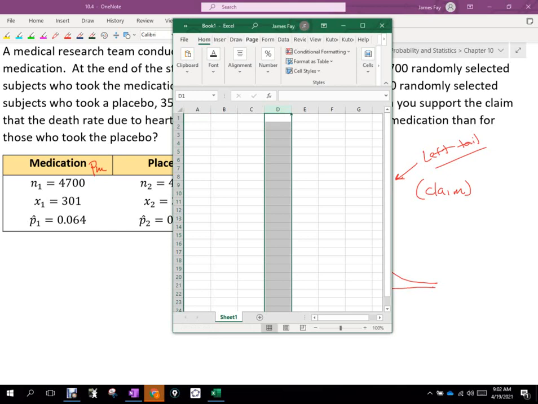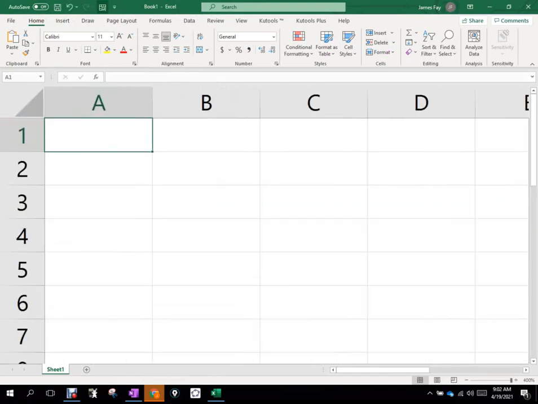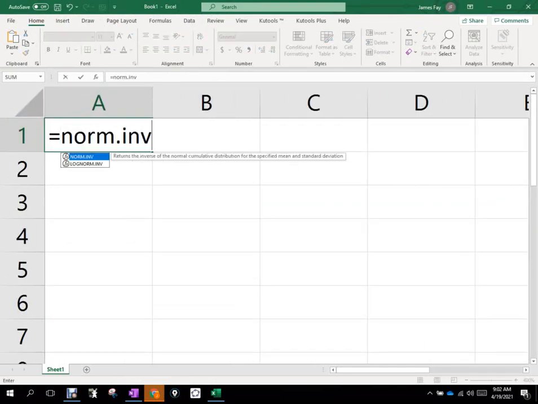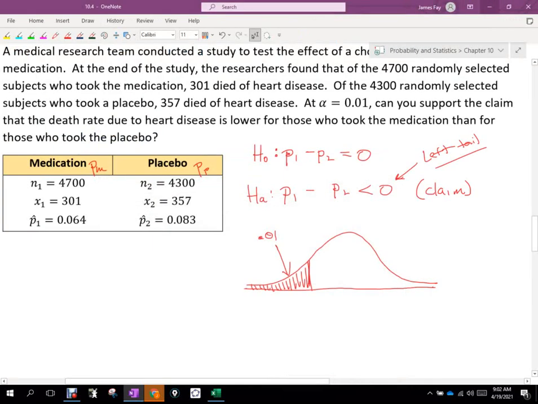You might remember this value because we've used it so many times, but I think it's always best just to grab Excel. Equals norm.inv. Probability is 0.01. Mean is 0. Standard deviation is 1. And negative 2.32. Negative 2.32 is that Z value. Say Z sub C for the critical value. Okay? All right. Now we're going to find our standard score.